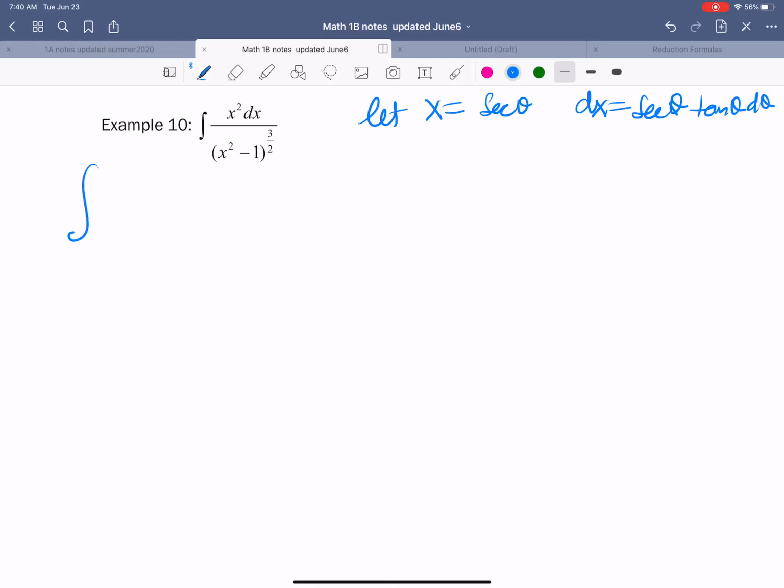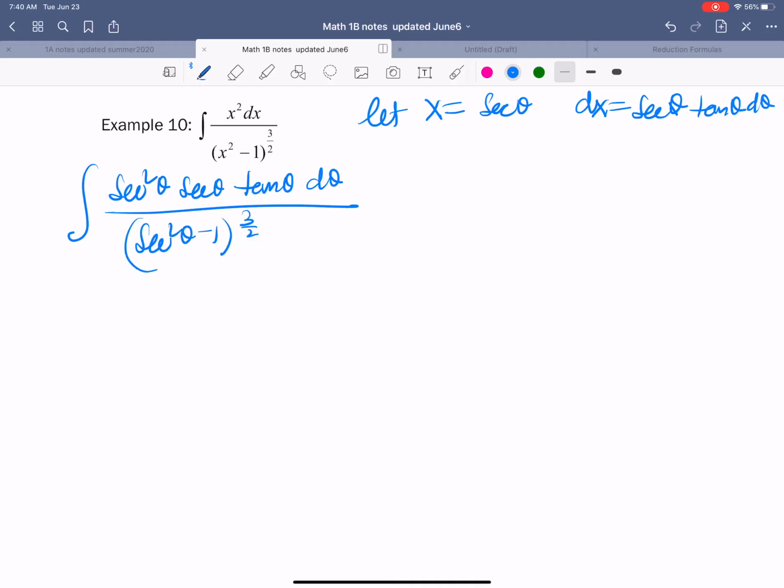So go back to my integral. I have secant squared theta tangent theta d theta over x squared minus 1, which is secant squared theta minus 1 to the power 3/2. Let's see if there's anything I can definitely use. I have secant cubed theta on the top now, because there are 3 secant thetas, and then I also have tangent theta d theta divided by secant squared theta minus 1, which is tangent squared theta, raised to the power 3/2.